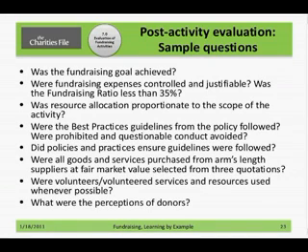These are examples of a post-activity evaluation. Was the fundraising goal achieved? Was the ratio too high? Was the resource allocation proportionate to the scope of the activity? Did you use best practices? Did you stay away from prohibitive or questionable conduct?